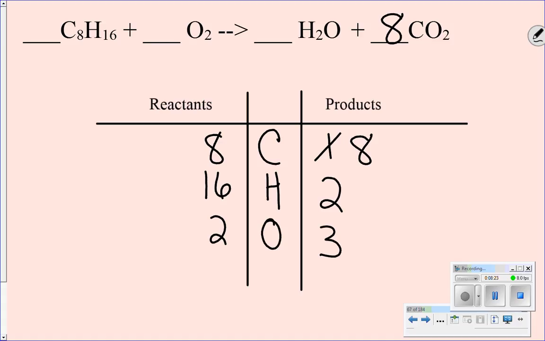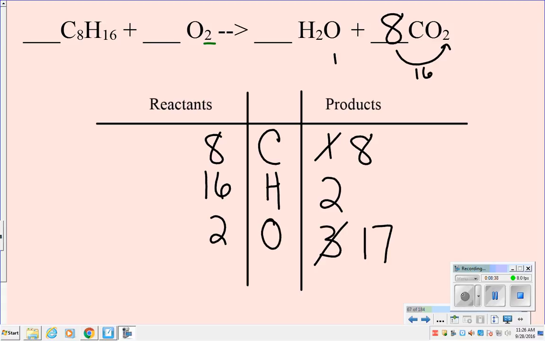That changes this. Now I have 16 oxygens here and 1 here, so I have a total of 17. What you might be noticing is that's going to be problematic because of this 2, because we have a 2 right there. We are going to need to end up with an even number of oxygens, which complicates things a little bit. So we've got to go back to the drawing board.